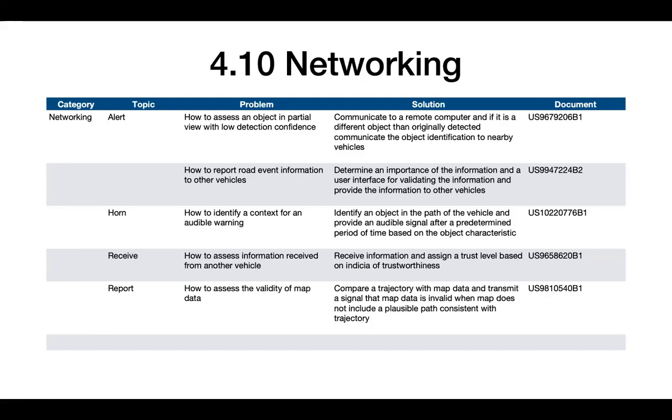All right, how do I receive information from another vehicle? I receive the information, and I also assign that received information a trust level based on its indicia and trustworthiness. And then how do I report information? How do I assess the validity of map data? I compare a trajectory with map data, and I transmit a signal that the map data is invalid and the map does not include a plausible path consistent with my trajectory, and I am allowed to then update the map with the new truth.